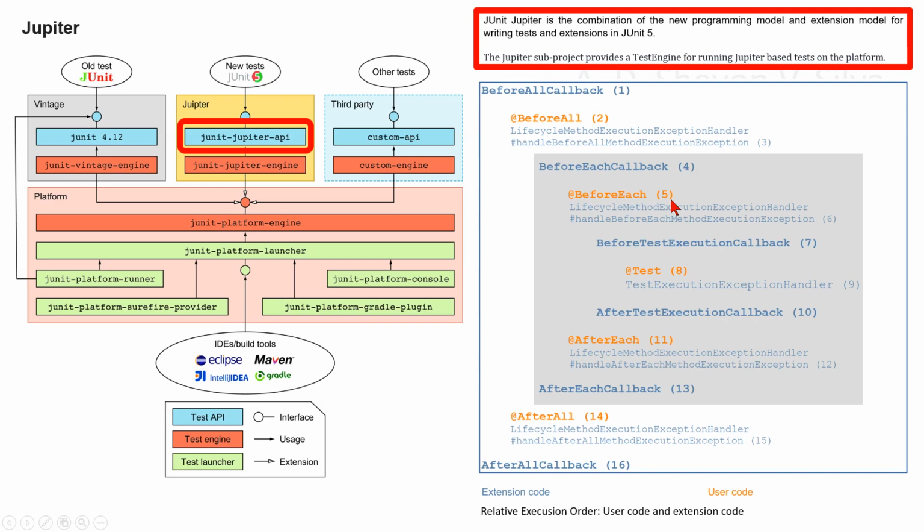Annotation interface BeforeEach. @BeforeEach is used to signal that the annotated method should be executed before each @Test, @RepeatedTest, @ParameterizedTest, @TestFactory, and @TestTemplate method in the current test class.